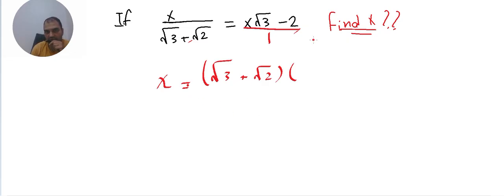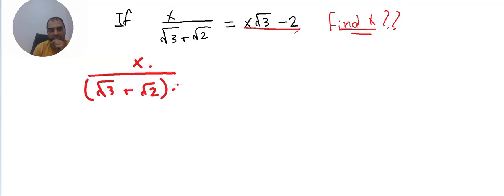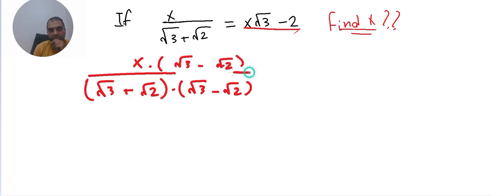If we do this example, the product of extremes equals the product of means. You can also simplify this denominator by multiplying by the conjugate of this expression. How can we solve this? We can write the properties of this expression to simplify it. First step, I will write x over root 3 plus root 2 in brackets, times root 3 minus root 2 over root 3 minus root 2, and then it is equal to x times root 3 minus 2.